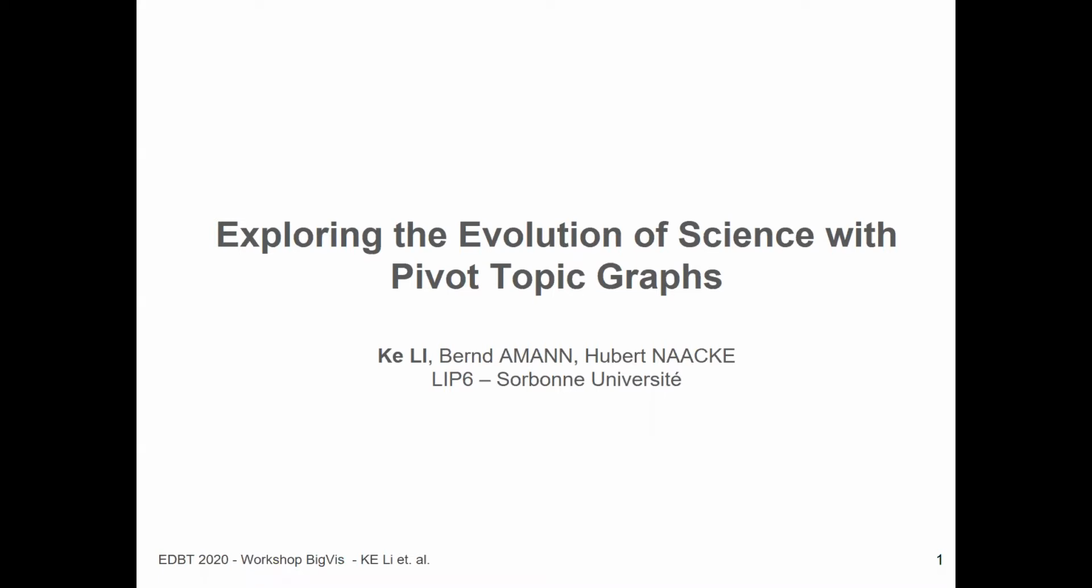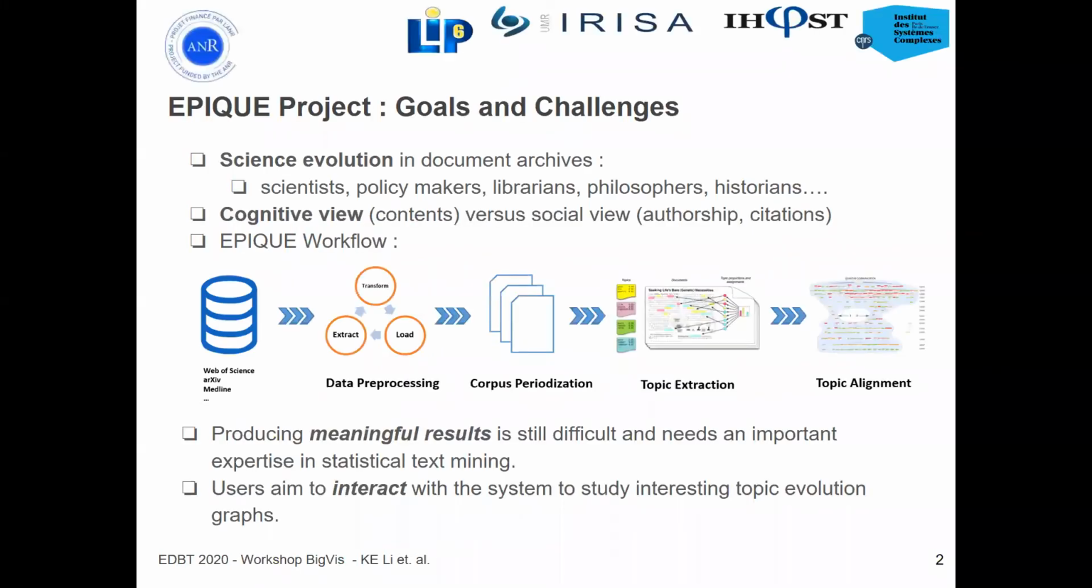I would like to present our studies on visualization and exploration of topic evolution networks, which represent the research progress in scientific document archives. The study of science evolution can help researchers to position their work in its scientific context, policymakers to foster innovation and get key indicators for decision-making processes, librarians to classify scientific documents, philosophers and historians of science to test their theories on its data, etc.